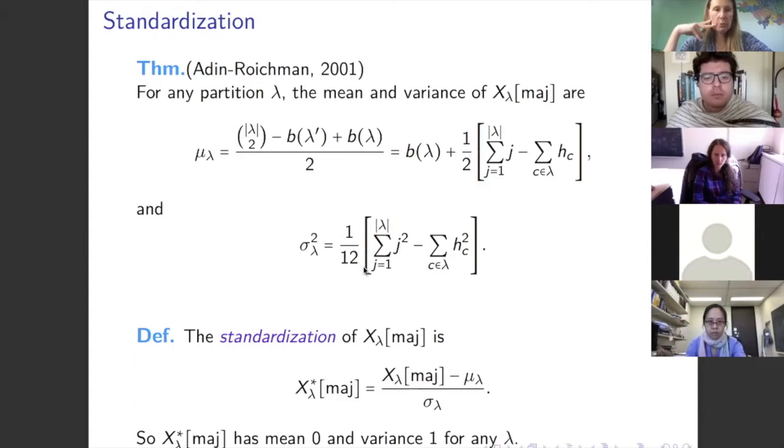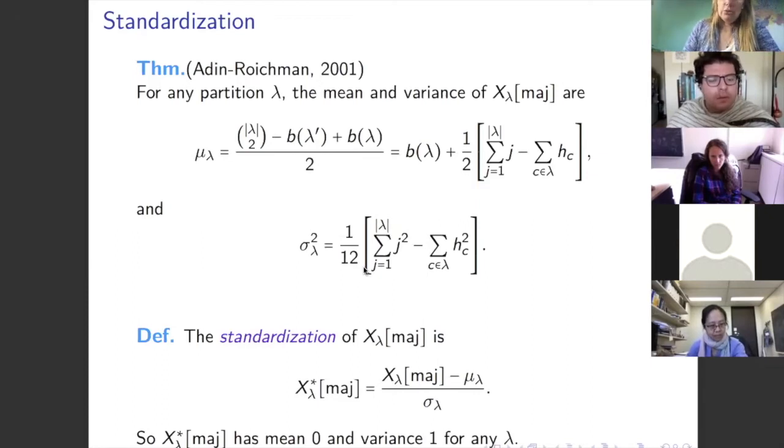Okay. And the variance actually looks kind of similar to it. That's why I like the second one better. So the variance is 1/12 times the sum of the squares of the numbers from 1 to the size of lambda minus the sum of the squares of the hook lengths. So what do you think the next one up is going to be? Well, we're going to put some cubes in there, right? We're going to put some fourths in there. So that's where we're going. So when we talk about that, just hold that thought for a second.